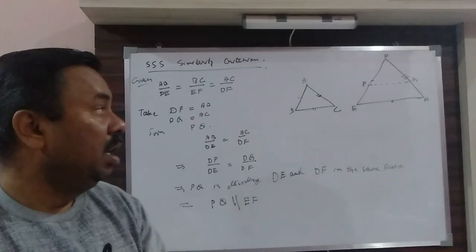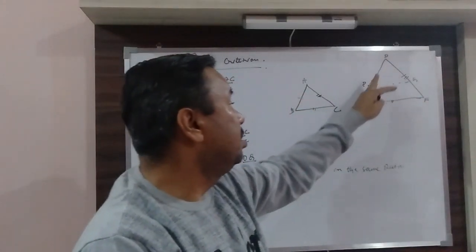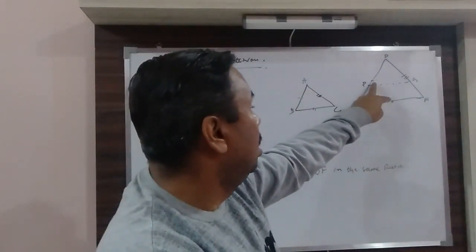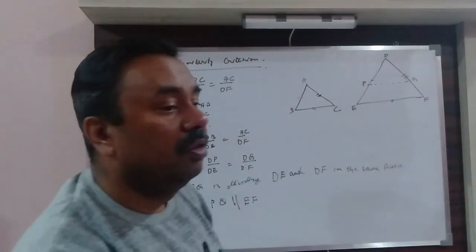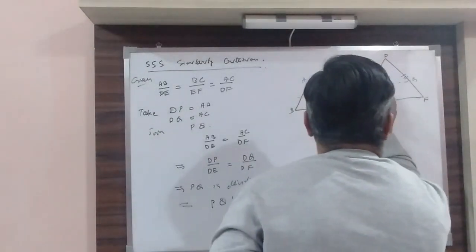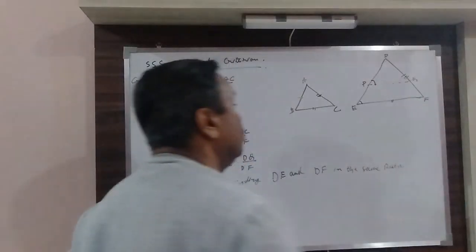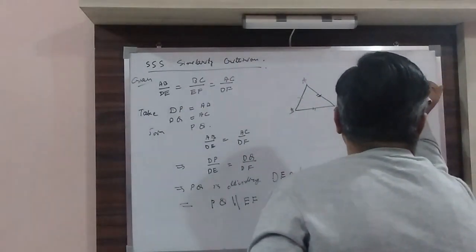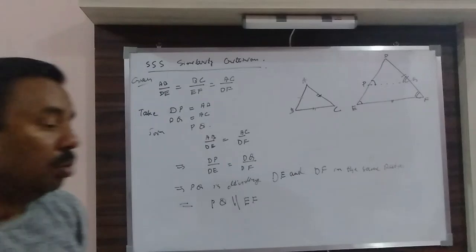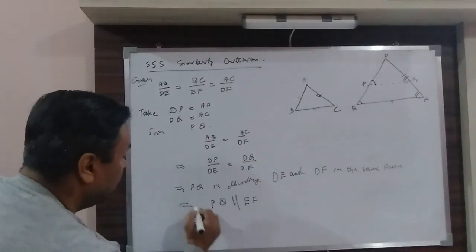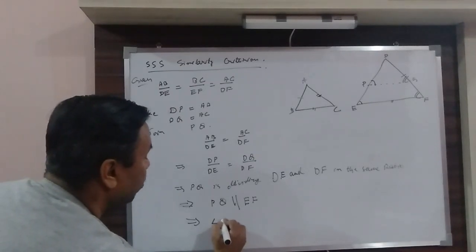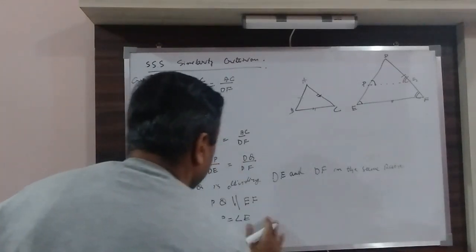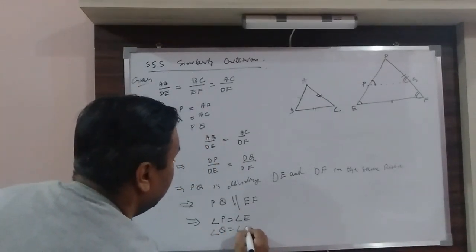What does it mean? If PQ and EF are parallel, that means the corresponding angles from the transversal will be equal. That means angle E is equal to angle P, the angle made at P. Similarly, the angle made at F will be equal to the angle made at Q. This will imply that angle P is equal to angle E and angle Q is equal to angle F.